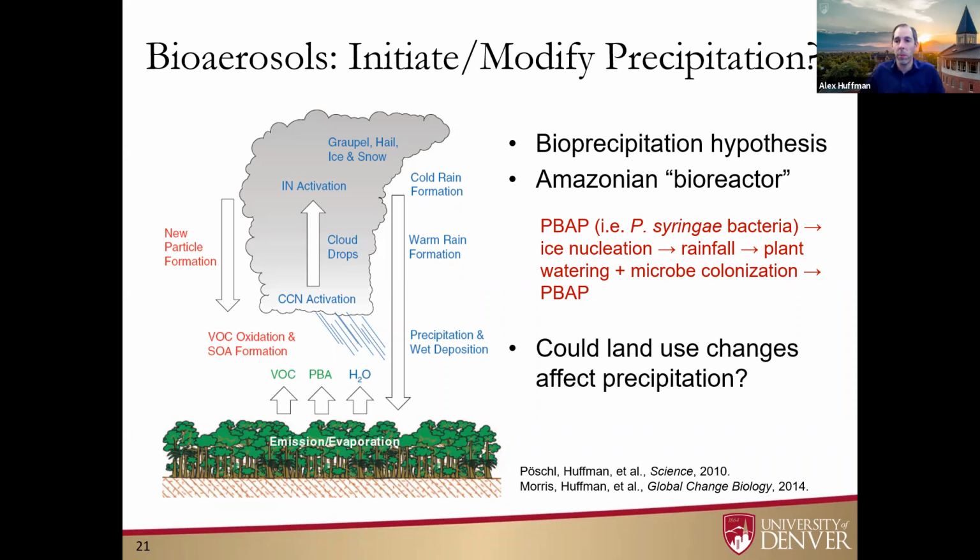So there's certain kinds of bacteria, biological particles on a plant, on a certain type of tree in a forest. We chop down the forest, those bacteria aren't there anymore. They're no longer going up to the atmosphere. Have we unknowingly changed the precipitation patterns downwind? And that's an important question for all sorts of people. Okay, next.